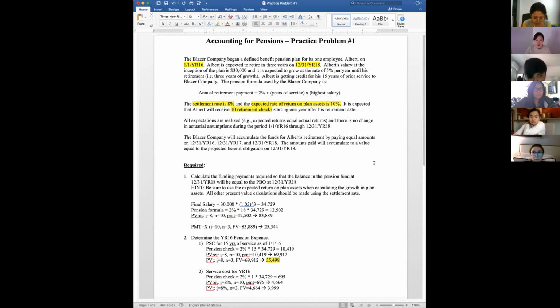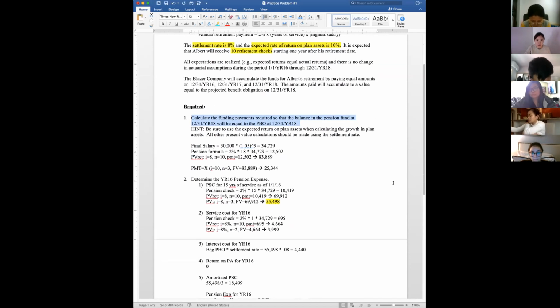And also in number 1, we figured out how much the company has to save at the end of each year for the next 3 years to have enough saved by the time that Albert retires, so that the company has enough cash to pay Albert for his 18 years of service for 10 years of his retirement.